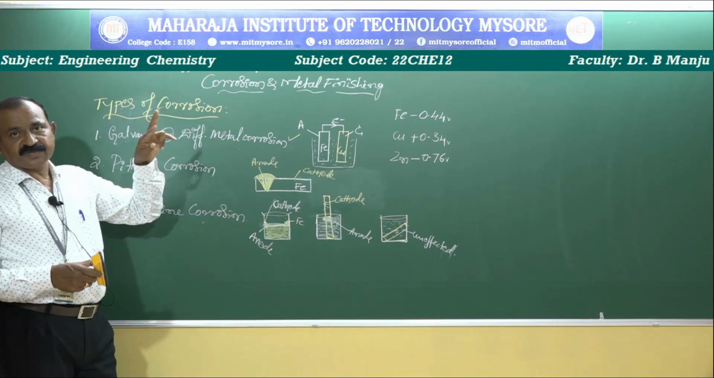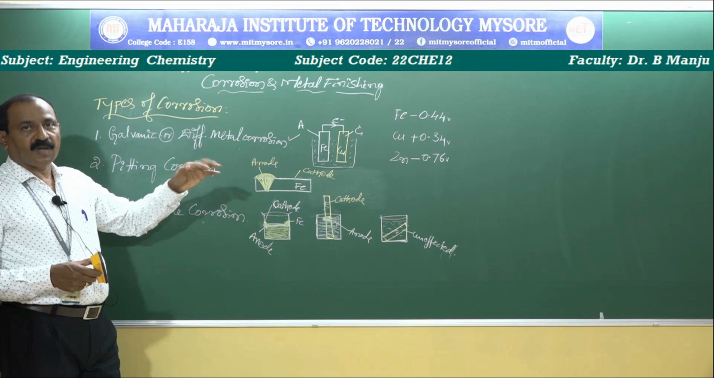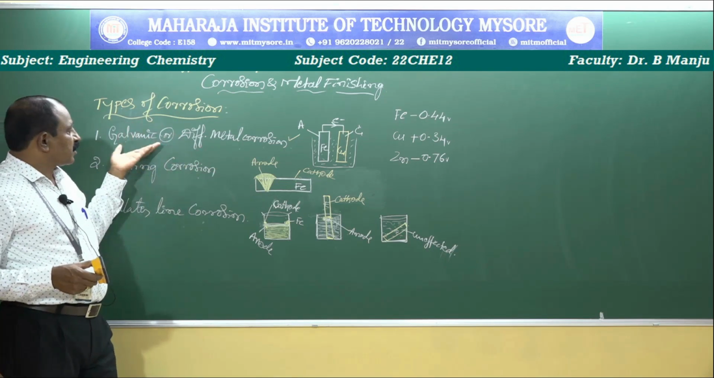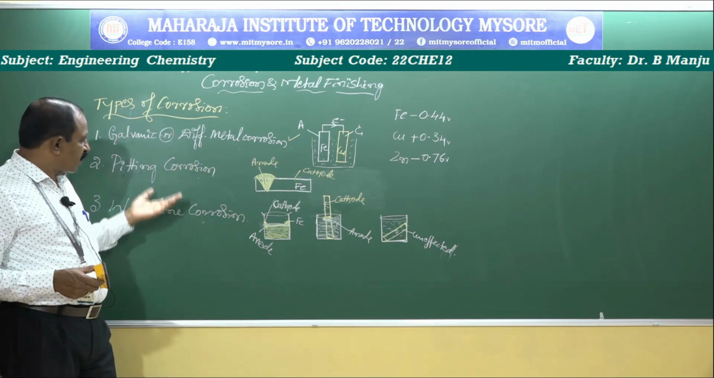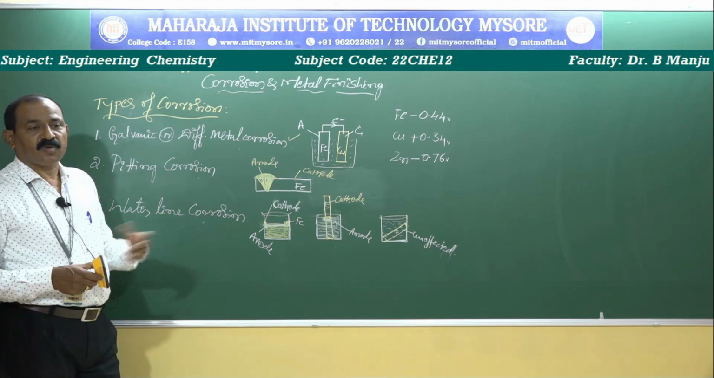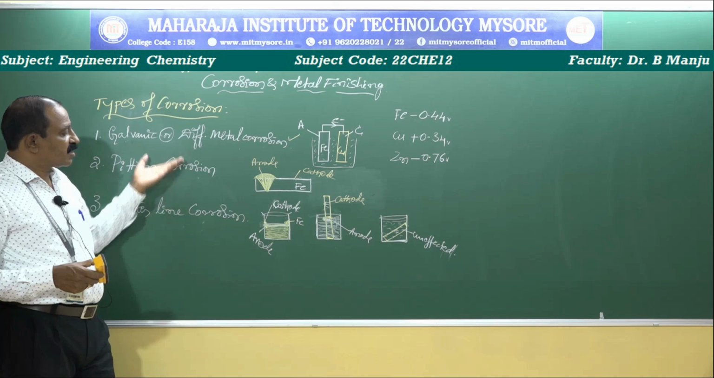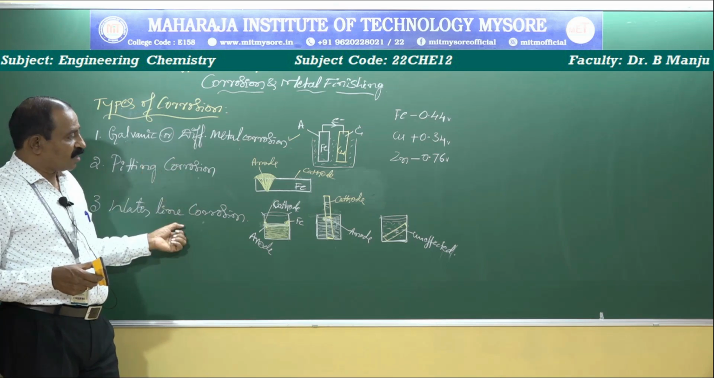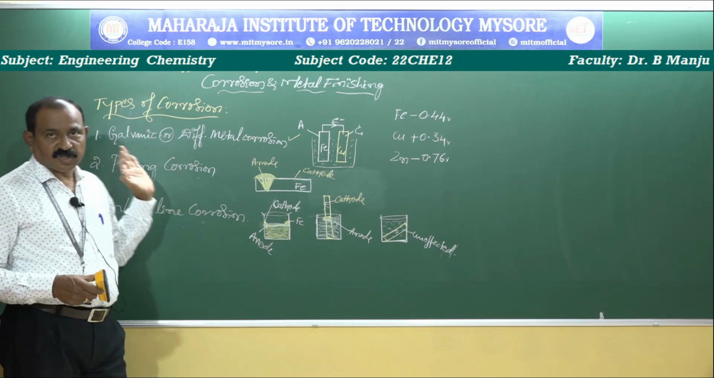In general they are classified into dry and wet. Further classification: galvanic or differential metal corrosion, pitting corrosion, waterline corrosion. Some others are also there, stress corrosion, boundary line corrosion. But these are the three important ones, and you have to understand these three now. That's about types of corrosion.